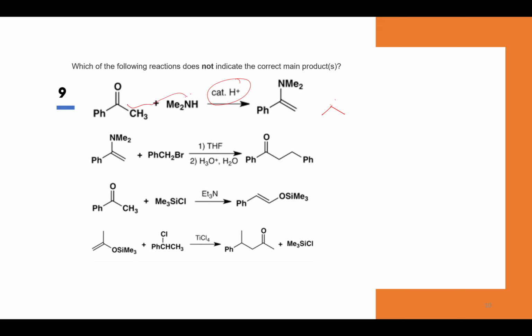And the lone pair of nitrogen will attack on the carbonyl center. Because nitrogen is a hard nucleophile, if you study the electronegativity, nitrogen comes as a hard nucleophile. So here it will attack on the carbonyl center and give O minus and Me2.